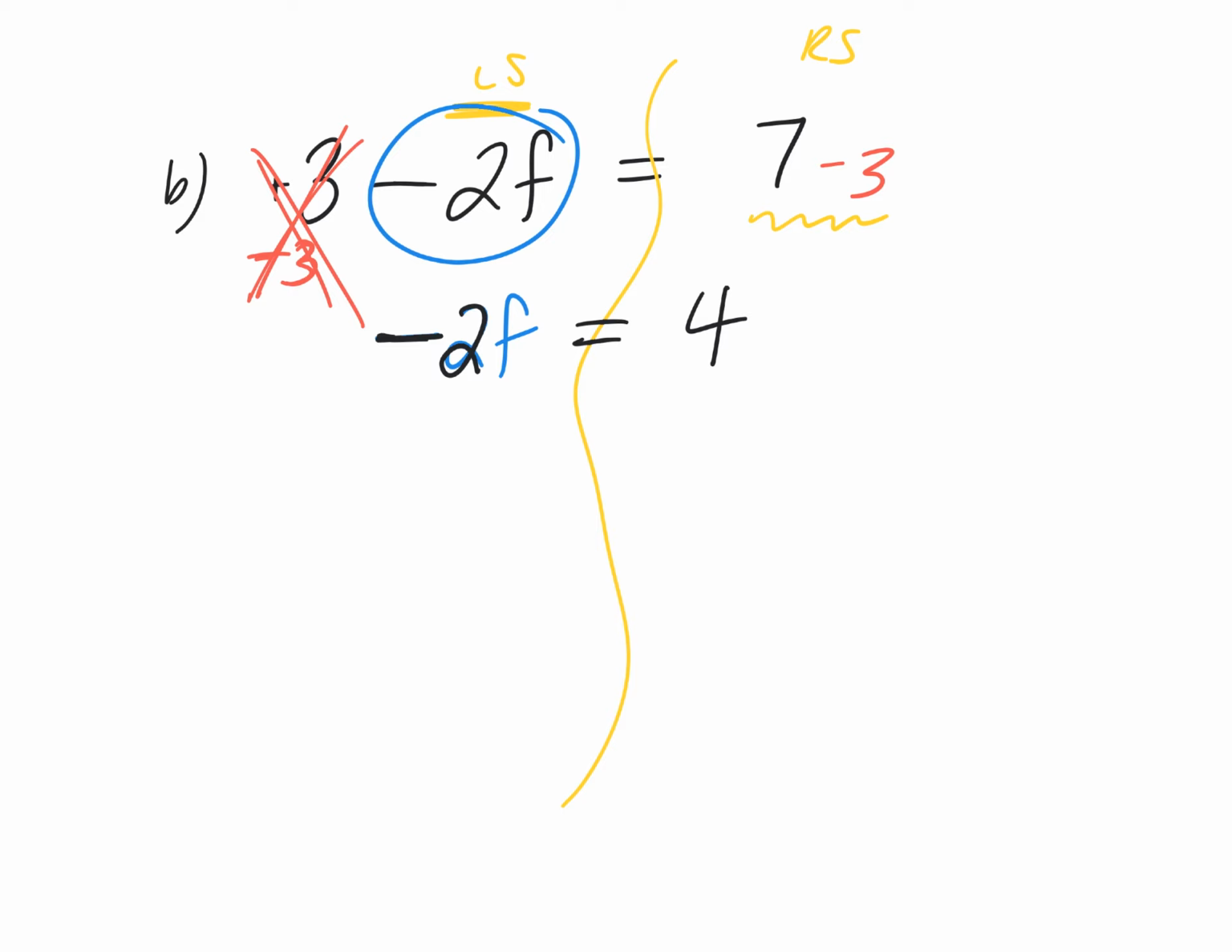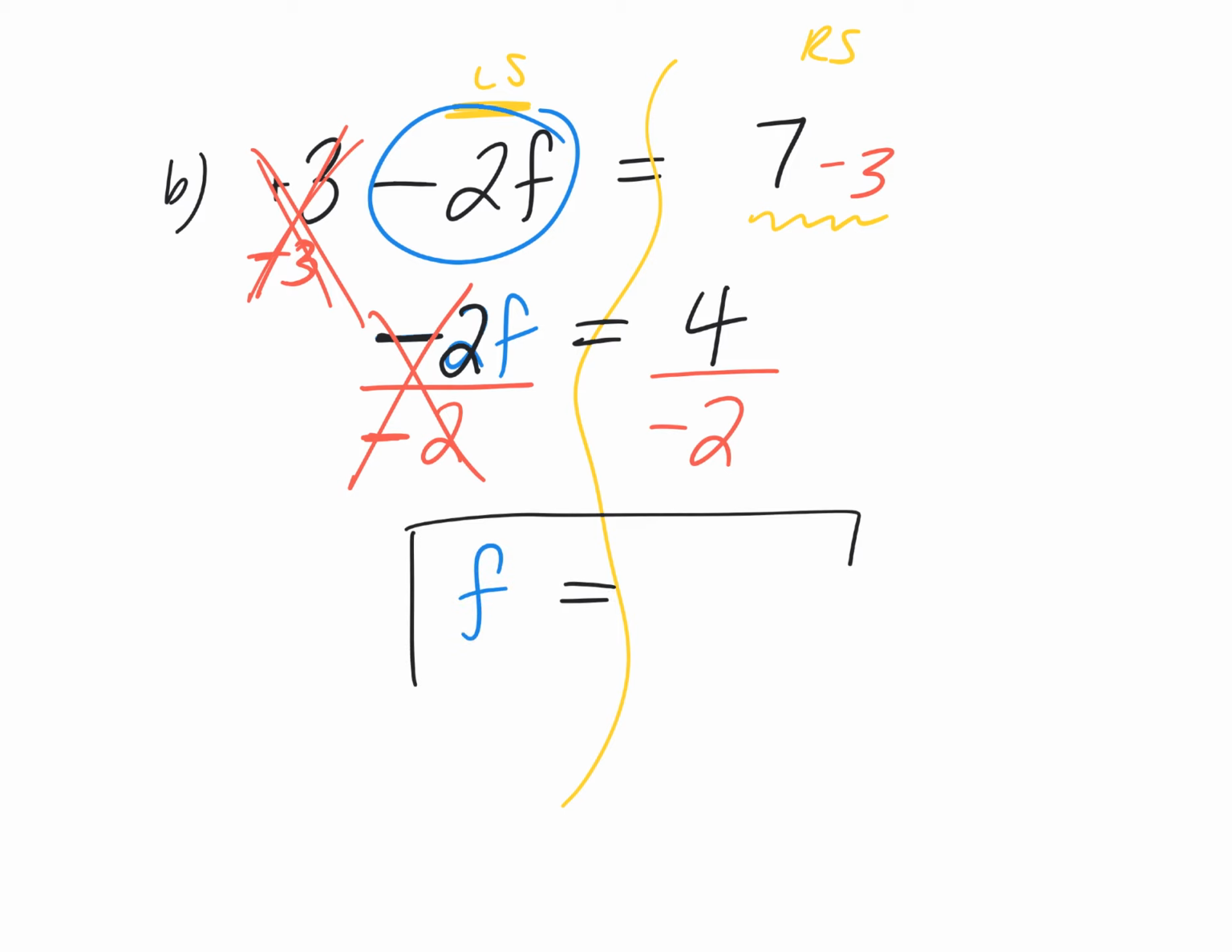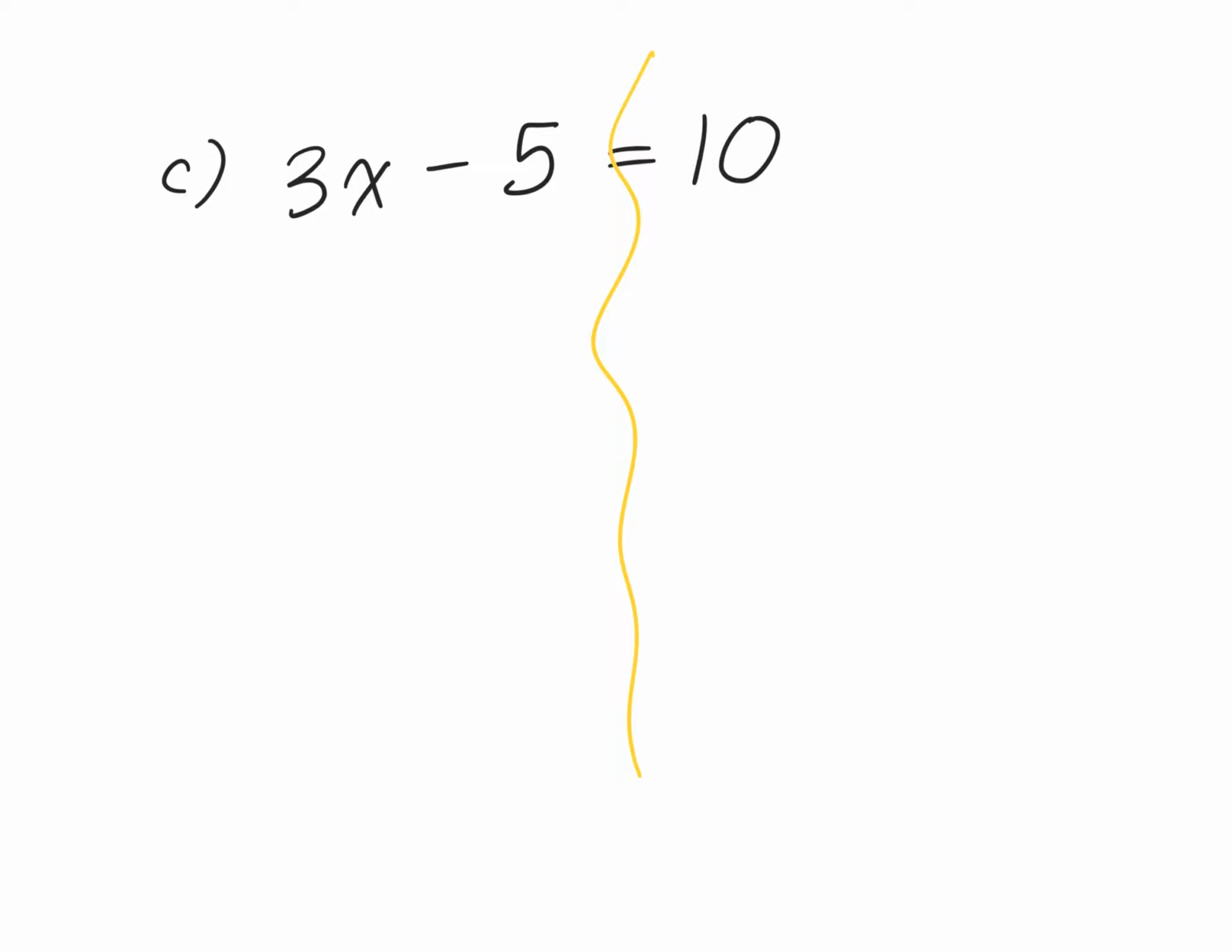What's the opposite of times? So what do I have to do on the left side? Divide by? Nope, not 2. Negative 2, thank you. If I don't divide it by a negative, I'm not getting rid of the negative. You have to divide it by itself. So what do I have to do on the right side? Divide by negative 2. I'm left with f. That was our goal, to isolate the variable. What is positive 4 divided by negative 2? Negative 2.